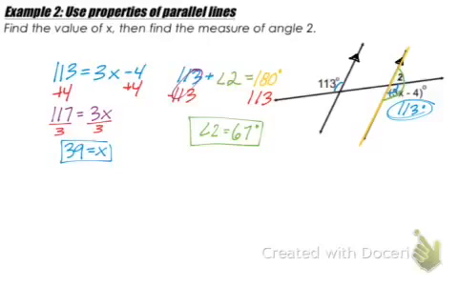So we just use the properties of parallel lines to first figure out what the value of x is, and then also know that a straight angle is 180 degrees, so if we know that one of them is 113, its supplement has got to be 67. Depending on the numbers that you get.